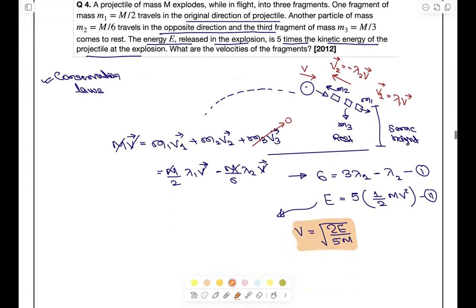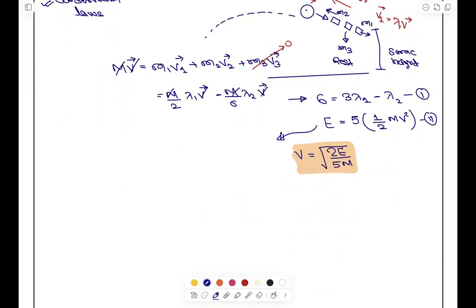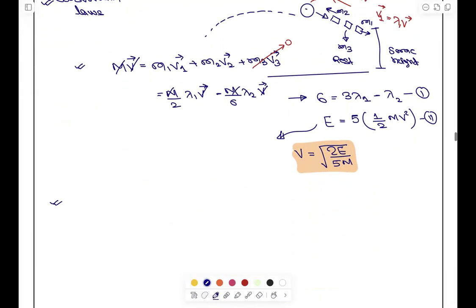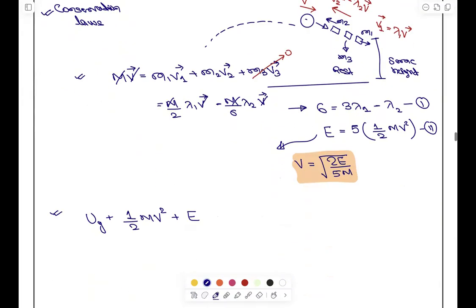Apart from that, this is the momentum conservation we have done, now let's do the energy conservation. What energies will it have? It will have Ug, the gravitational potential energy. Next, half mv square will be the kinetic energy. What else can it have? It will have internal energy E, which is what explodes and comes out. This energy E is given as 5 times the kinetic energy, we know that from here.